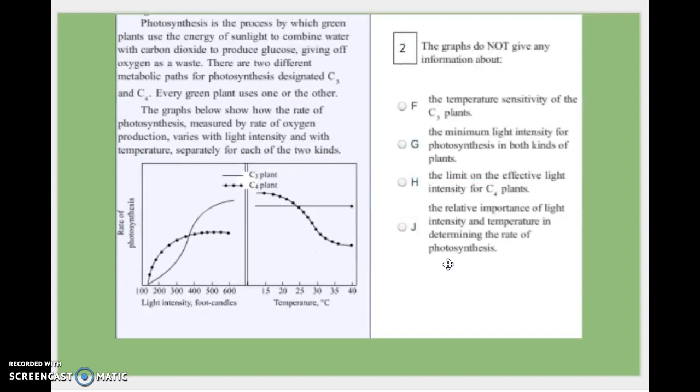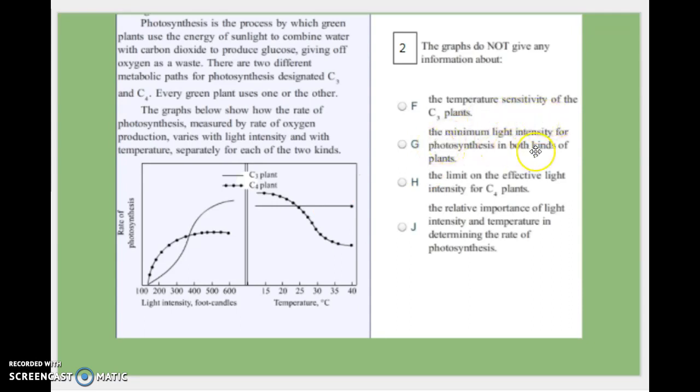Now, number 2, it's still that same thing, all the same stuff over here. This time it wants to know what the graphs do not give us any information about, so we need to figure out what we can't learn from it. The temperature sensitivity of C3 plants. Well, here's temperature. There's C3 plants. So there is some sensitivity to it.